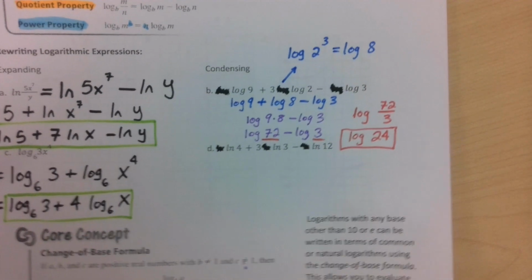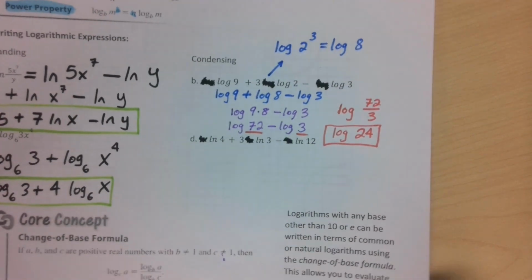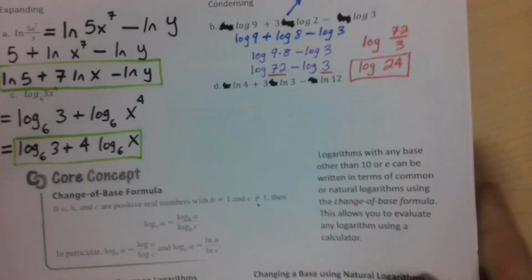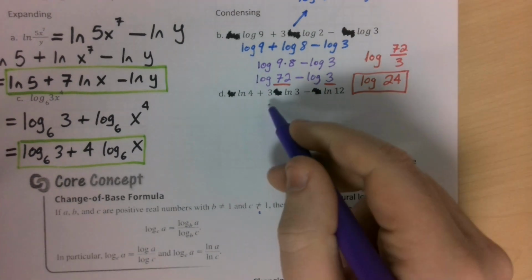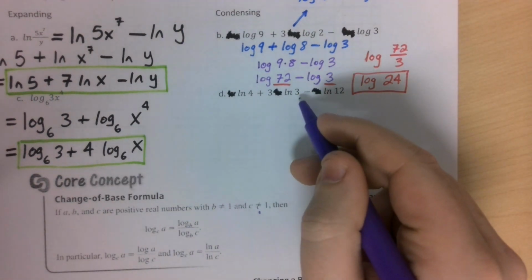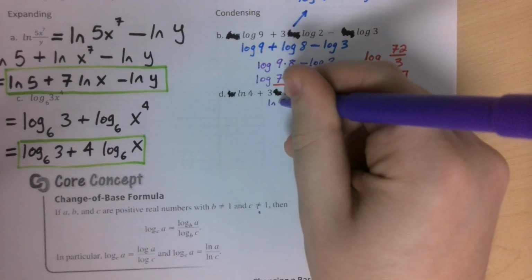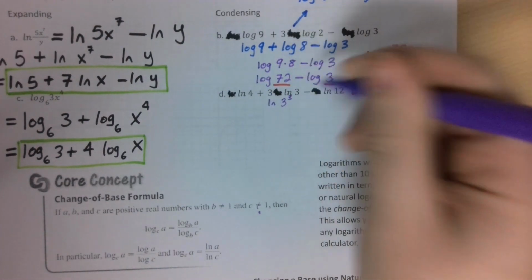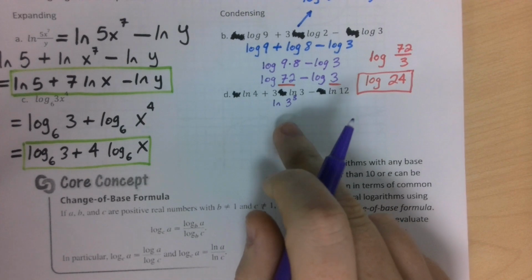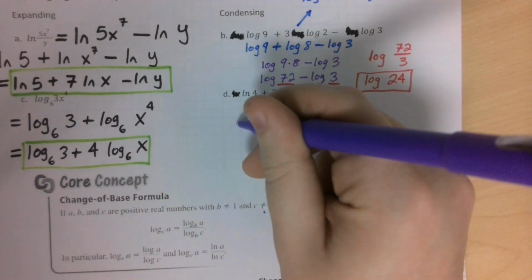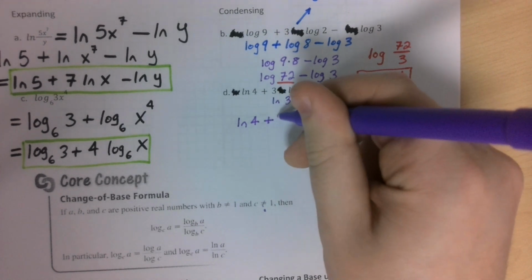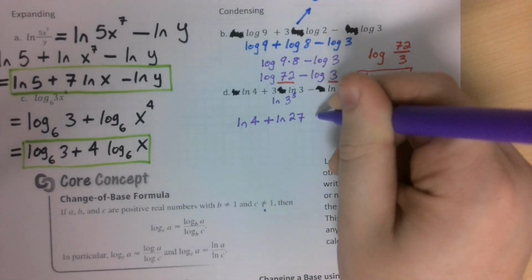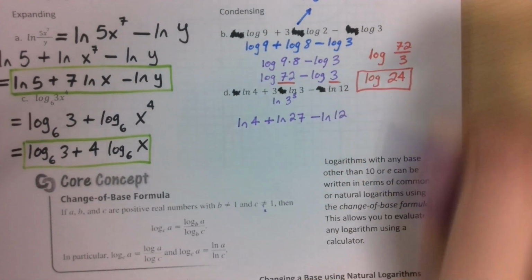Hopefully we've had a chance to try out D. Let's take a look. So once again, we always want to get rid of our powers first. So 3 natural log of 3 can be written as the natural log of 3 to the third power, which we know is just 27. So we can rewrite our statement here as natural log of 4 plus natural log of 27 minus the natural log of 12.